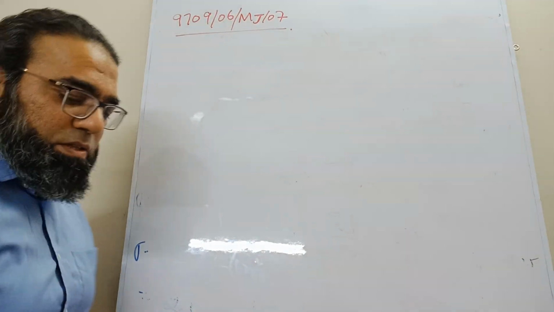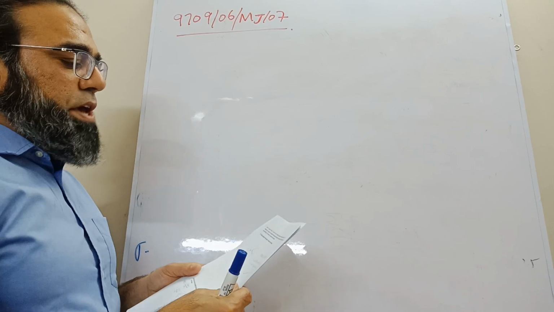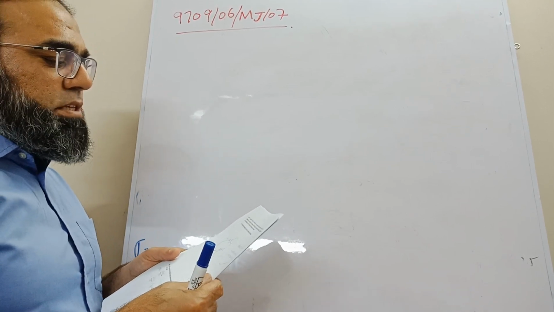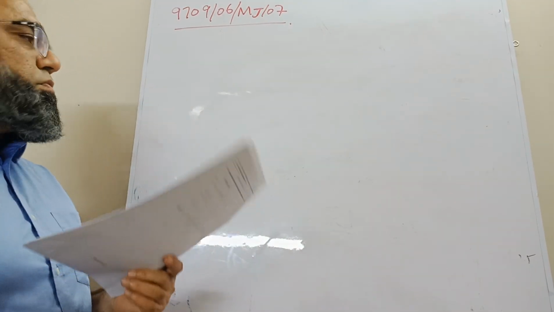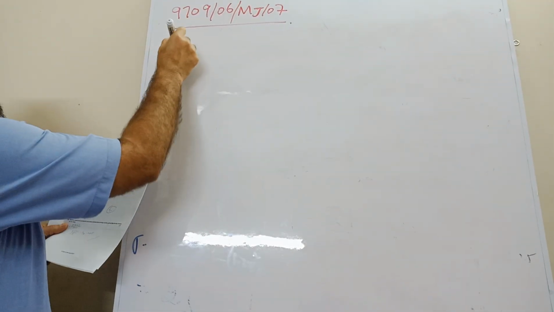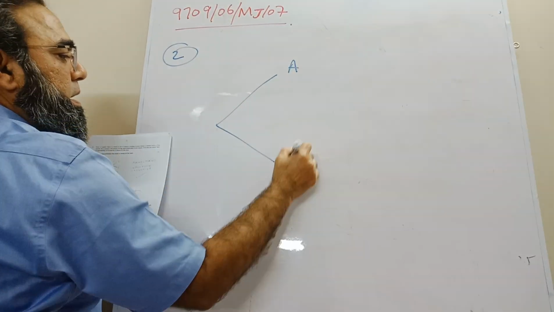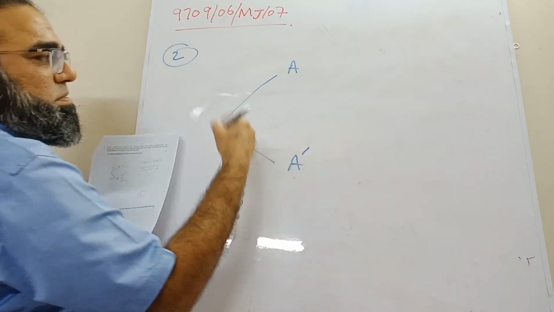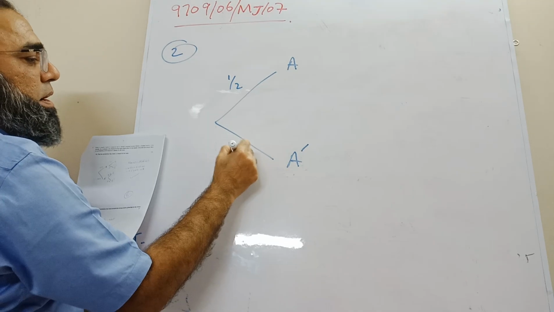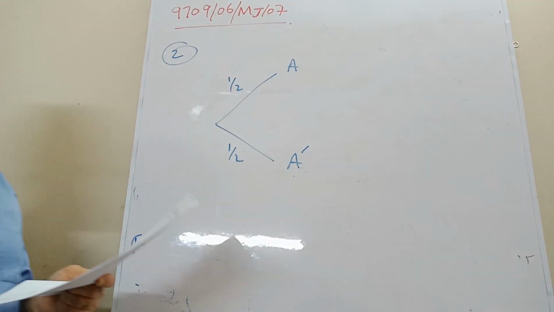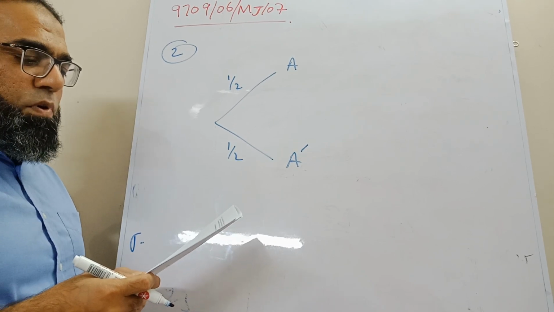Now, moving on to the second question of this paper. It says Jane is equally likely to attend or not to attend a training session before a football match. So since there is a requirement, we have to draw the tree diagram, attending, not attending. This is equally likely, so I'll be writing half over here.